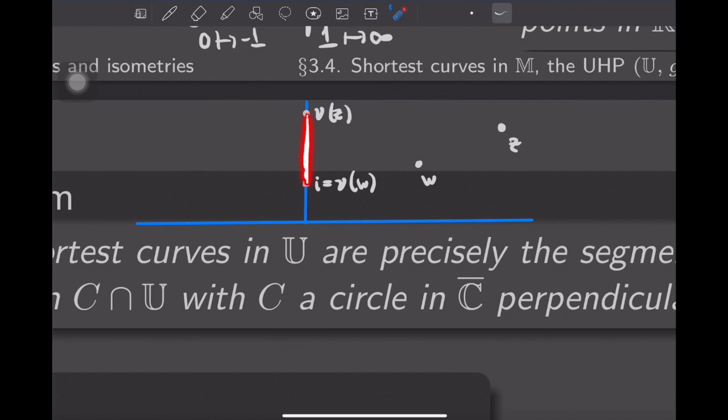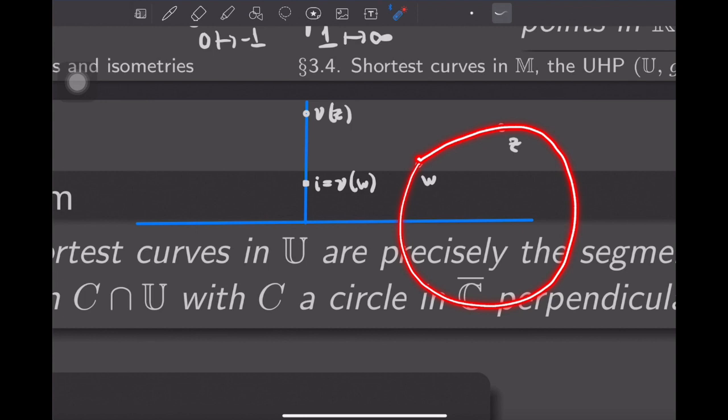Okay, and now how do I compute a shortest curve between the two original points? Well, I map back, I use nu inverse, and I apply it to this segment. Now, this segment is of course a segment of a circle in C bar, because the imaginary axis is a circle in C bar, right? I mean, together with the point at infinity of C bar. Okay, so the image under nu inverse of the whole imaginary axis union infinity is some circle that of course then passes through these two points, right?